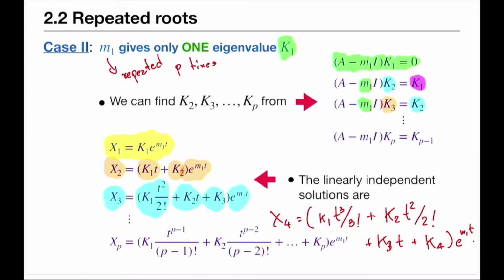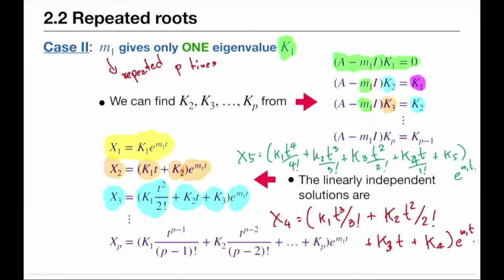How about if you want x5, what would it be? It would be k1 t to the 4 divided by 4 factorial, plus k2 t to the 3 divided by 3 factorial, plus k3 t squared divided by 2 factorial, plus k4 t divided by 1 factorial, plus k5, and then e to the m1 t. Okay, does it make sense?